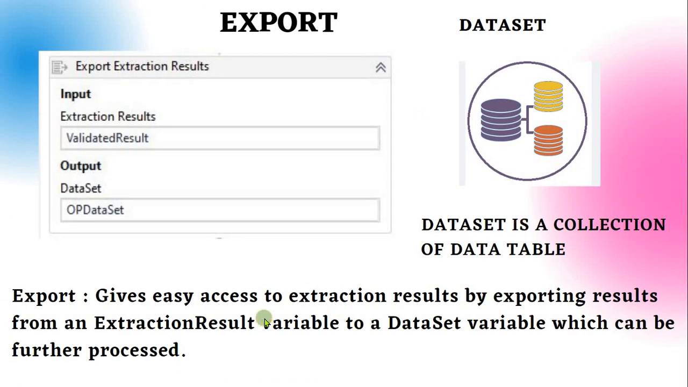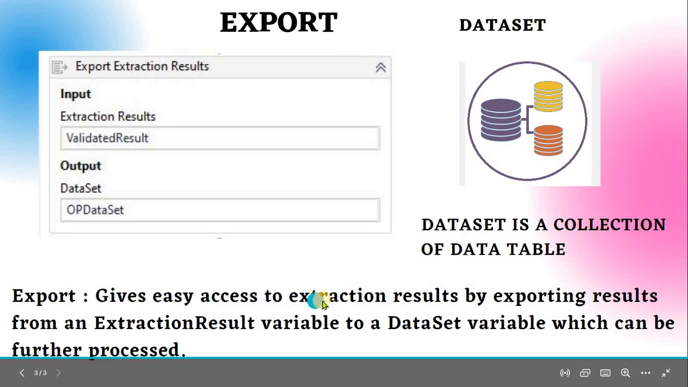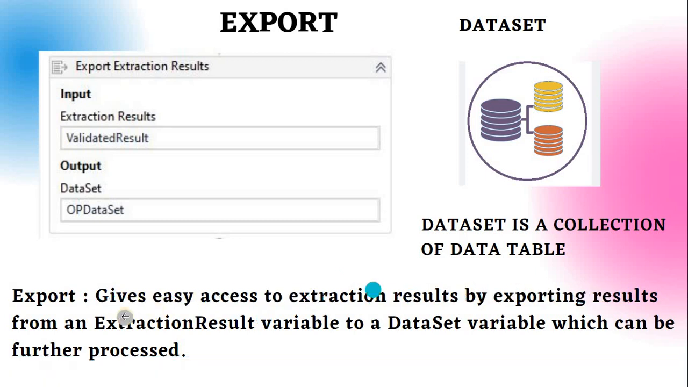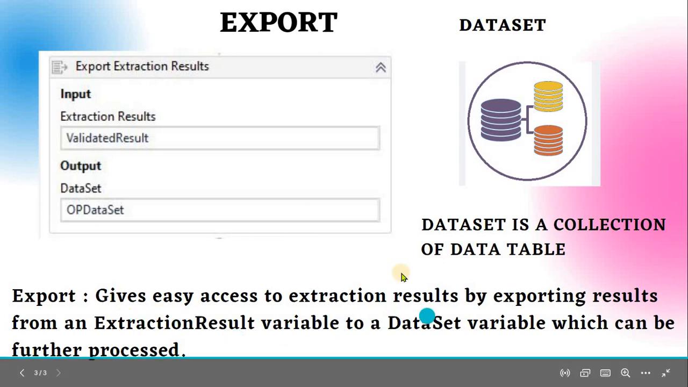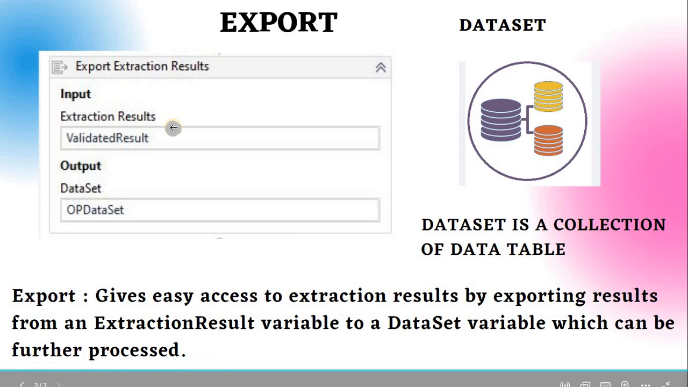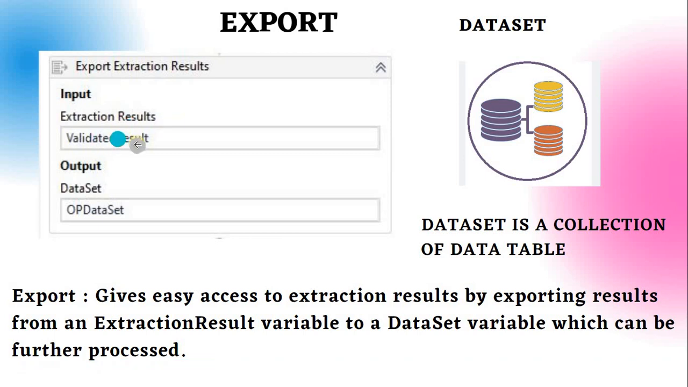So export is nothing but it gives easy access to the extraction result by exporting the result from an extraction result variable to a dataset. It's simply whichever result we get from the validation result, we can pass the variable from the validation result, and that result is converted in the form of a dataset. Because whichever data we require should be in some data table format, or any variable format, right? So here the output is in the form of a dataset.